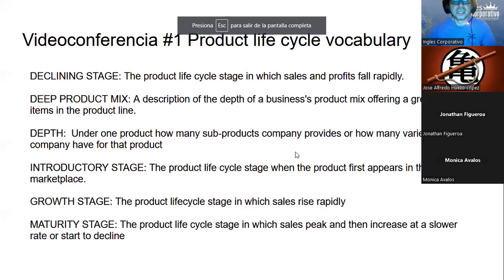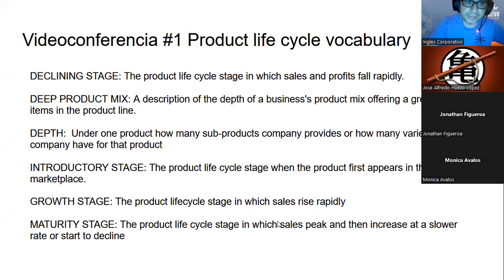All right. So the first topic that we're going to check is about product life cycle vocabulary. So there are many things related to this one. Sometimes when we read vocabulary or when we read in general, we are going to find a lot of vocabulary, a lot of new words. So this is the opportunity for us to get more vocabulary, okay? We are going to read and then we're going to check pronunciation and then we're going to check vocabulary.